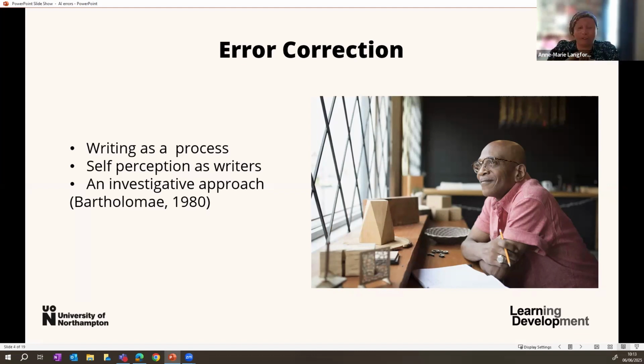Everyone's a writer. And the other reason why I embrace this idea of error correction is to encourage an investigative approach to writing. So, rather than saying, here are some common problems with writing, to actually see if students can identify them themselves and rectify them themselves. And this mirrors the editing process that you go through when you write as well.